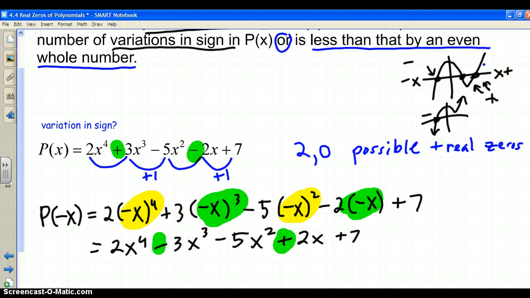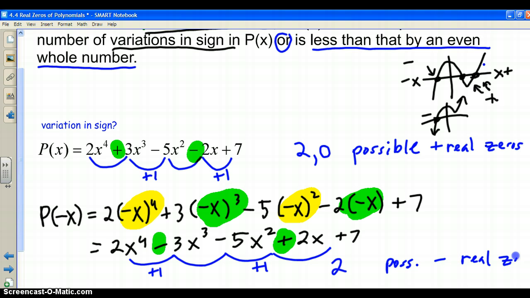Okay, so let's redo the number of sign changes. To find the possible negative zeros, this is what we do. So I'll count it out. So let's see, positive to negative, that's one sign change. Negative to negative, no sign change. Negative to positive, that's a sign change. And positive, positive, no sign change. So there are two possible negative real zeros. Or less than that by an even number, so 2 or 0 possible negative reals.